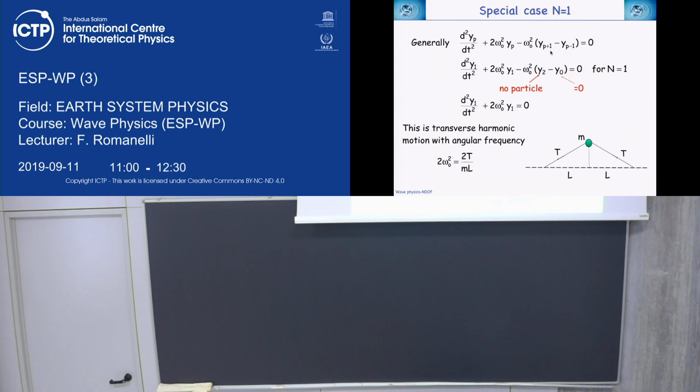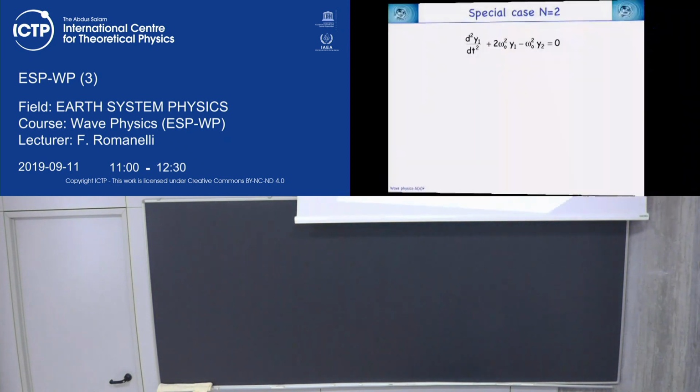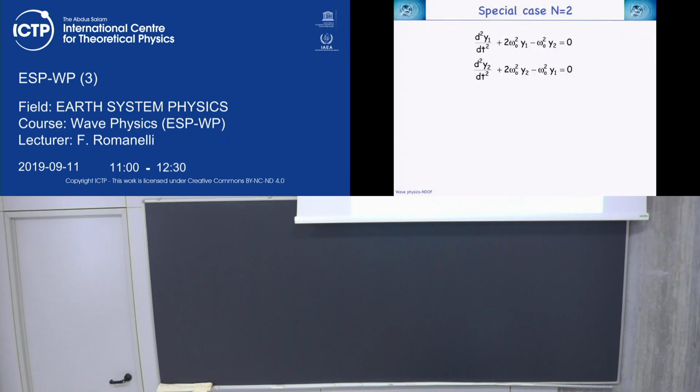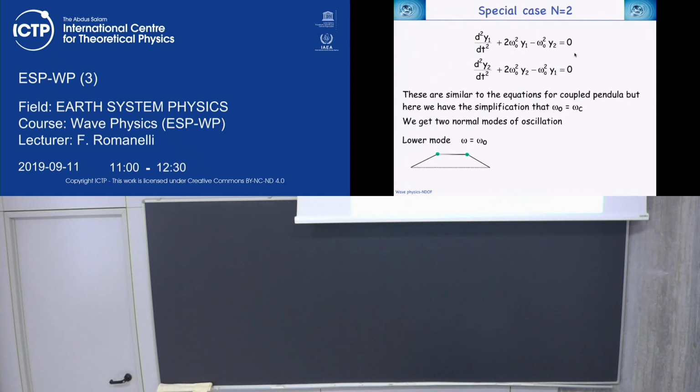What if n is equal to 2? Okay. Now we have to write two equations. What about the y0 and y3? They are fixed. So, actually, you will get two solutions, and just two, for which all the points of the system will oscillate with the same frequency and the same amplitude. One is this, together, and the other is this one, on opposite sides. All the other possibilities are a linear combination of these two.